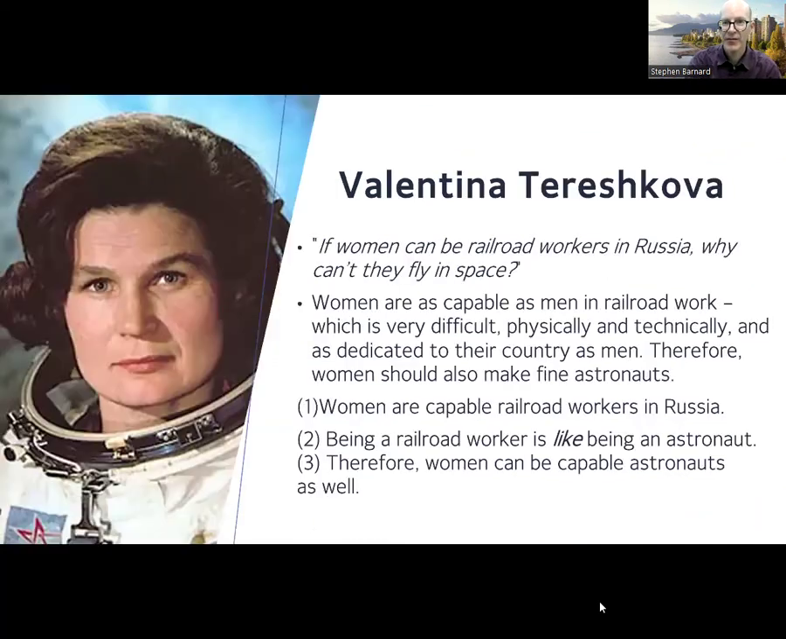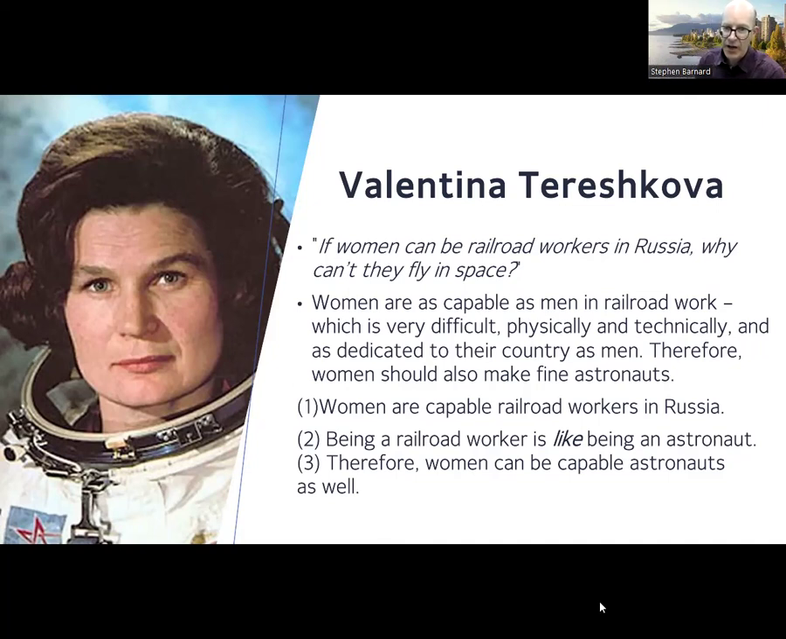Okay. The first example that is mentioned in the textbook is about a woman called Valentina Tereshkova. And she said, if women can be railroad workers in Russia, why can't they fly in space? I think she was the first female astronaut to fly in space. And when she said that, what she was trying to say was, well, women in Russia at the time were railroad workers, and they were very good at being railroad workers. Being a railroad worker shares many similarities to being an astronaut. So if a Russian woman can be a great railroad worker, then she can also be a great astronaut.